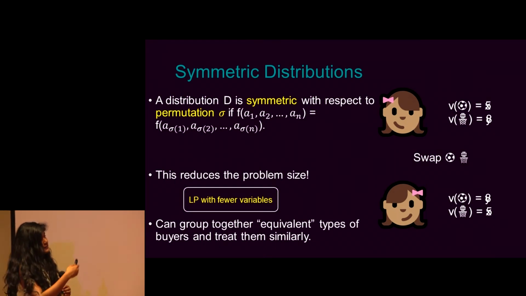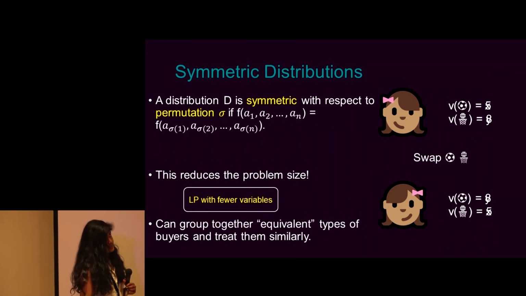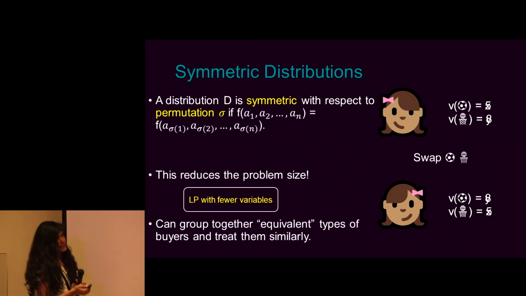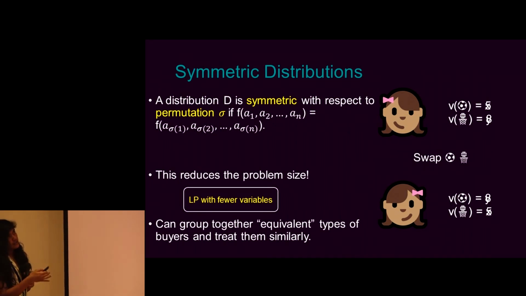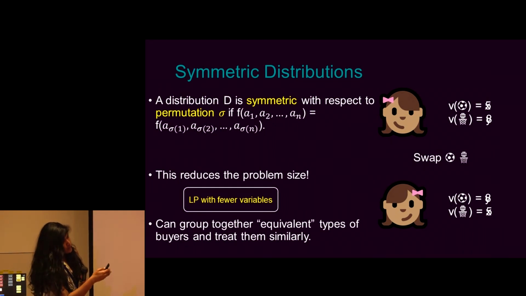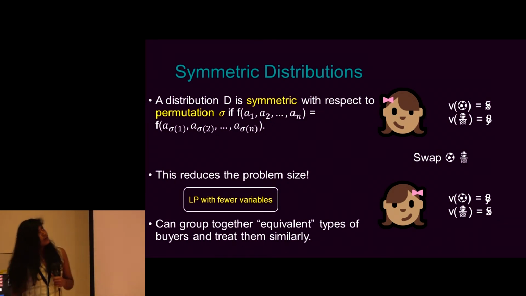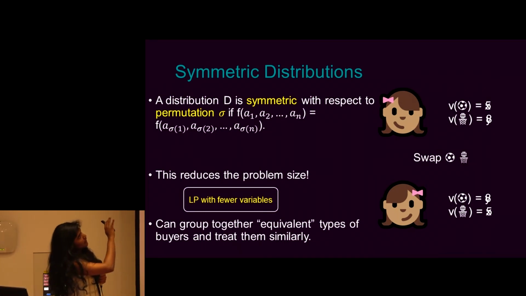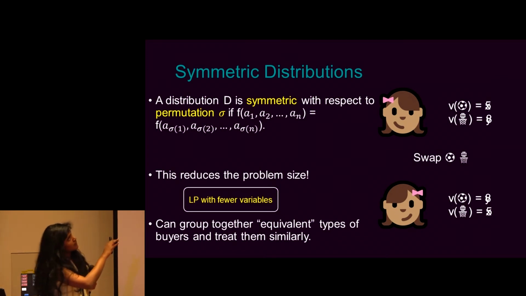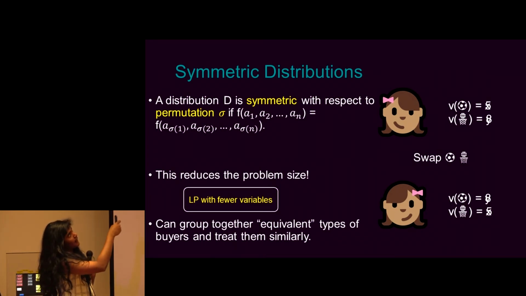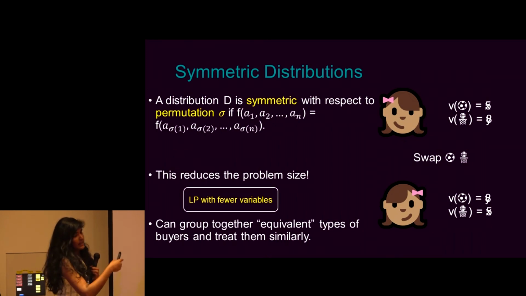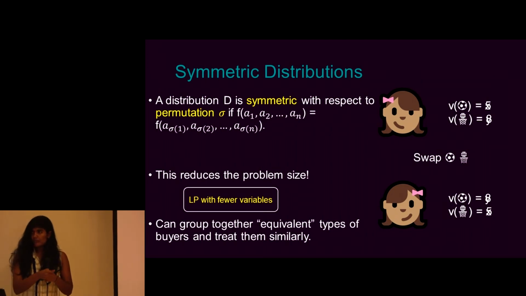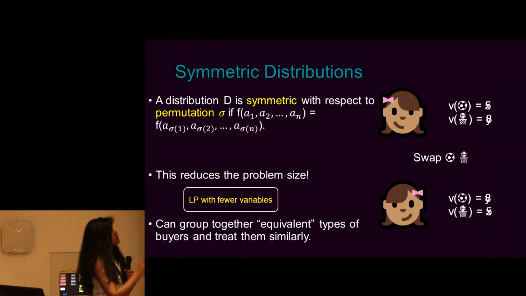And if the probability of seeing these two types of buyers is the same, and if it's the same for any values x and y, we say that this distribution is symmetric with respect to swapping the basketball and the soccer ball. Okay? More specifically, we say that the distribution is symmetric with respect to a permutation sigma if the density of any type is the same as the density of the permuted type for that sigma. This is true for any type.